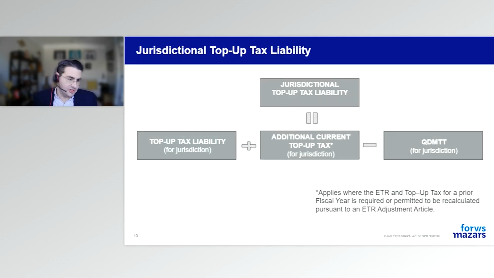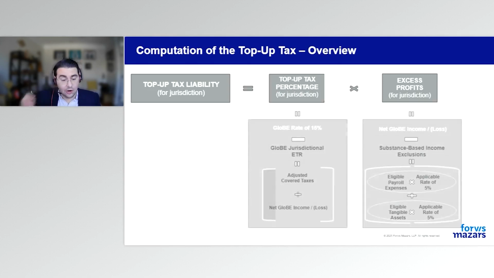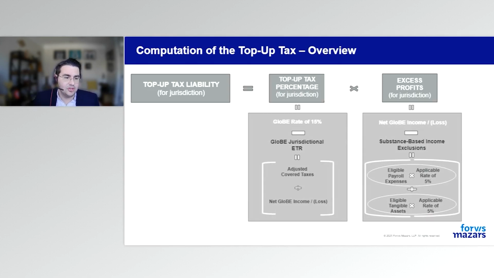And in prior sessions, this top-up tax liability is dictated by this formula here, and I'm sure everyone has heard it, so we won't spend too much time on that in the interest of getting into the material. But for your reference, everybody has to figure out their jurisdictional top-up tax liability, and this is the formula that determines that liability by jurisdiction. Once that top-up tax liability has been determined, then is when the IIR, QDMTT, and UTPR come into effect.